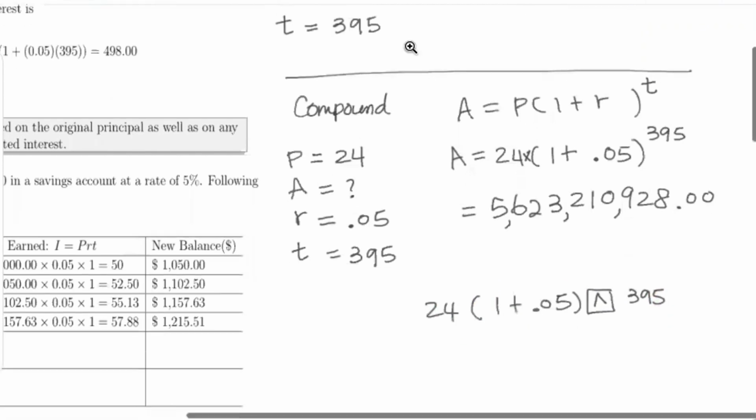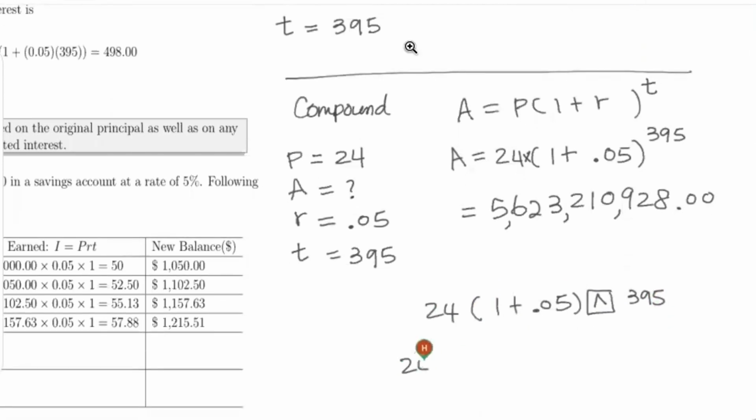On another calculator you have to type 24, hit the multiplication, then open parentheses, 1 plus 0.05, close parentheses, and then hit the power 395. So here's the extra key that you have to put. It depends on what kind of calculator you have. If you have a TI-30X, this type of calculator, there's no multiplication needed, so you just type it in one step. Any question?